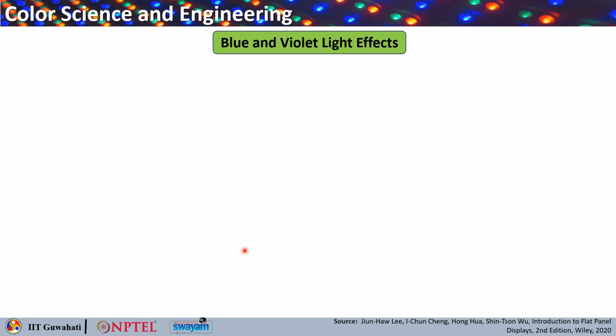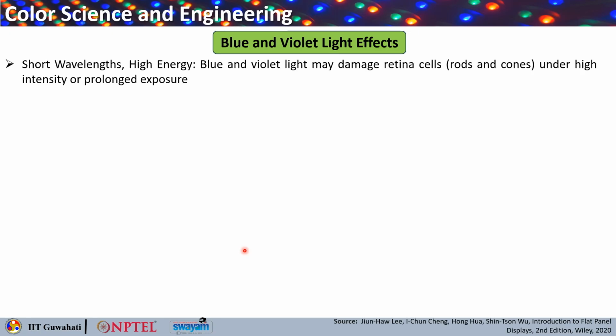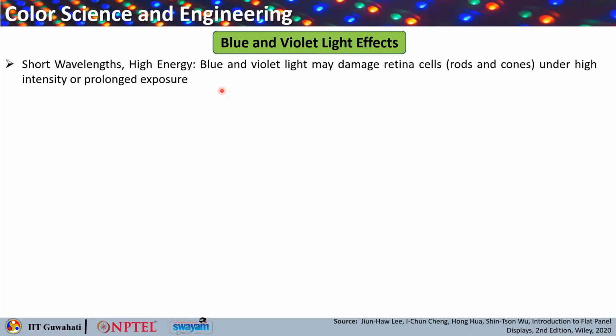Last and very important effect that we will see is the blue and the violet light effects. Now, the short wavelengths have high energy. So, if you go to any eyewear or spectacle shop, they will sell glasses with blue light protection. So, what is that with the blue light and what is wrong with it? Shorter wavelengths basically correspond to high energy. So, blue and violet light have higher energy and they can damage retina cells like rod and cone cells under high intensity or prolonged exposure.